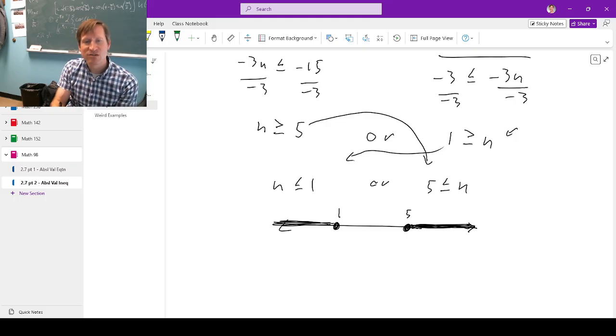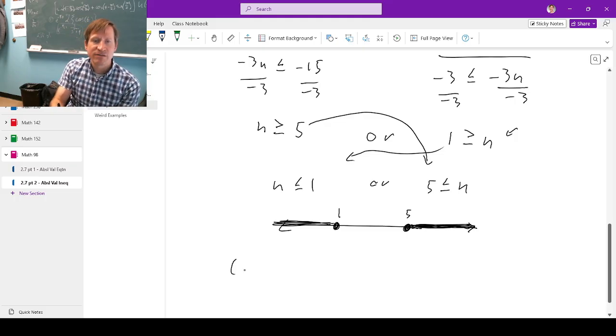And then writing this using interval notation, we have the interval from minus infinity up to 1, including 1, union the interval from 5 up to positive infinity. And that's our solution.